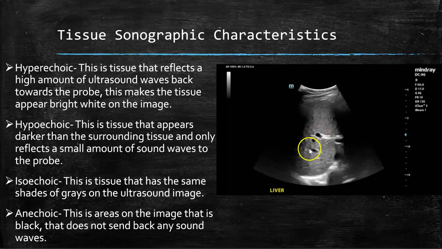So that would be your hypoechoic. Your isoechoic, this is shades of grays that are all similar. So this area would be your isoechoic, and your anechoic is an area of image that is black that does not send back any sound waves, which would be like right here. This would be areas of anechoic structures.